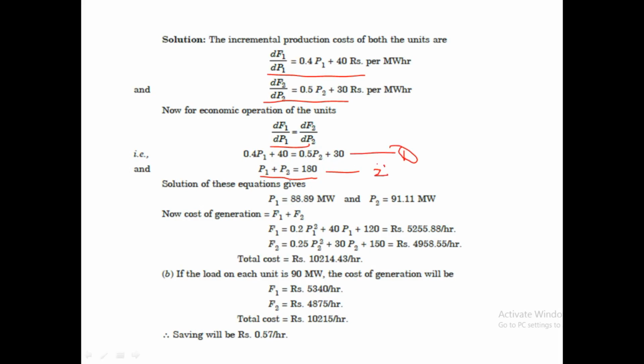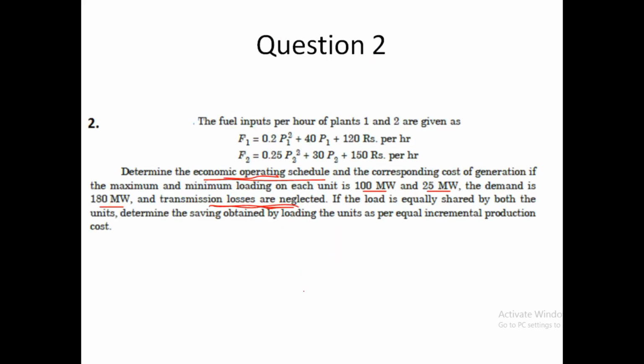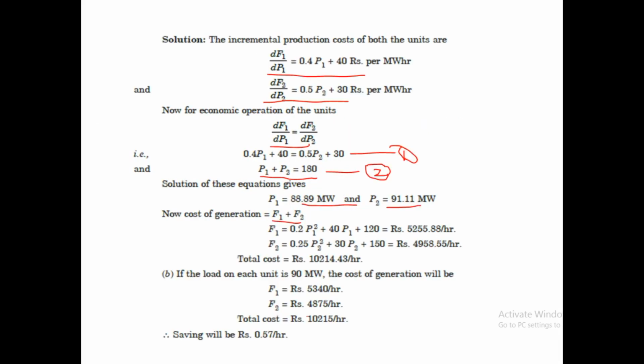By solving these two, you will be getting P1 equal to 88.89 and P2 equal to 91.11. Now the new cost of generation, what will be the cost of generation? You have to find the F1 and F2. So substitute the value we got for P1 and P2 in that relation, P1 equal to 88.89 and P2 equal to 91.11. Then you will be getting F1 and F2. So total cost will be the sum of these two, 10,214.